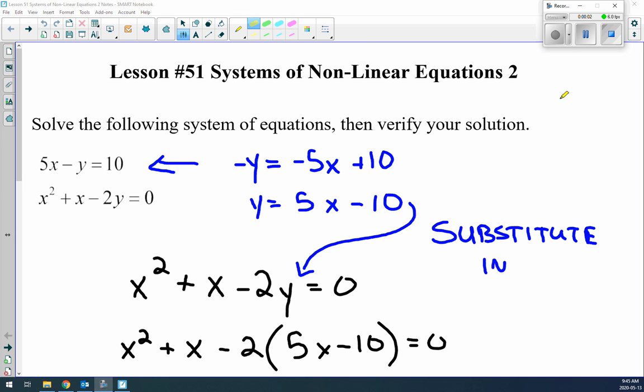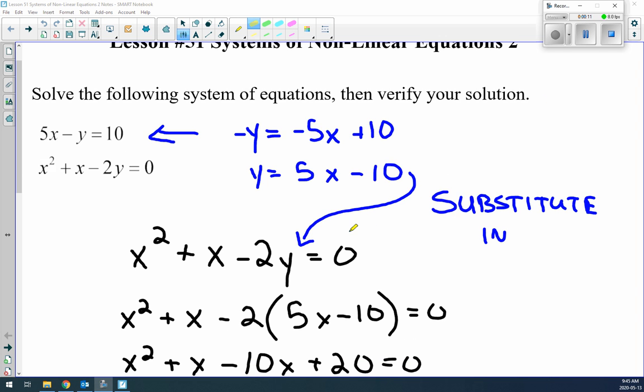Okay, grade 11 pre-cal, lesson 51, systems of nonlinear equations 2. The second part of this is just some more examples. That's all it is. So let's look at the first one here. Solve the following systems of equations, then verify your solution.